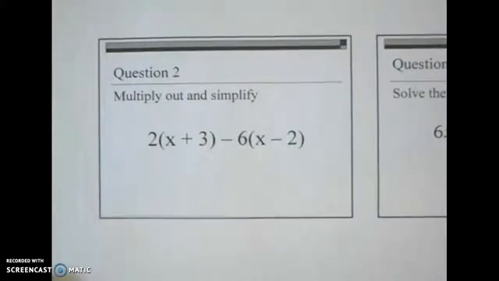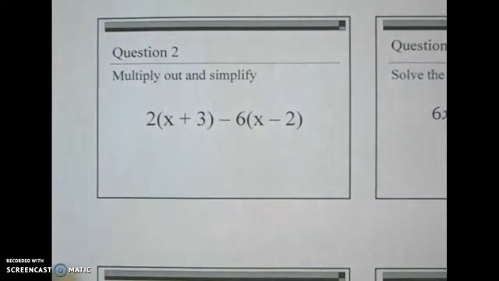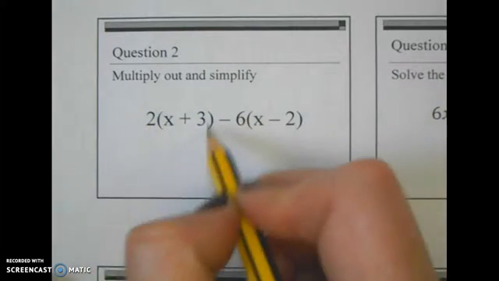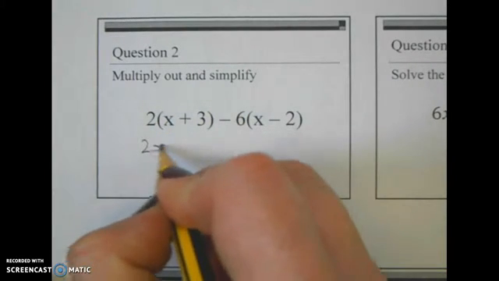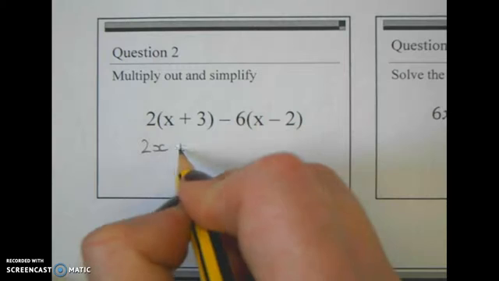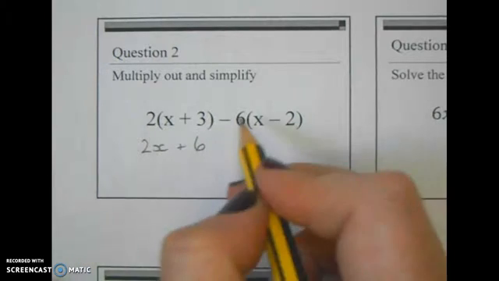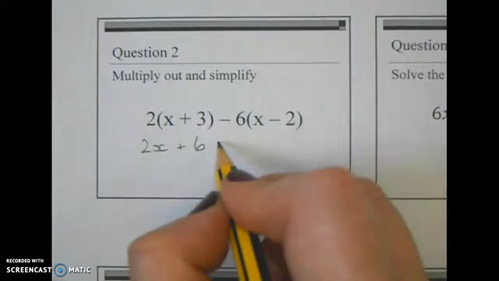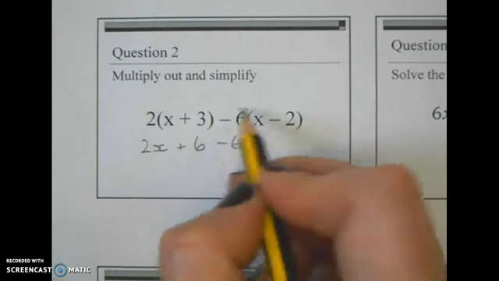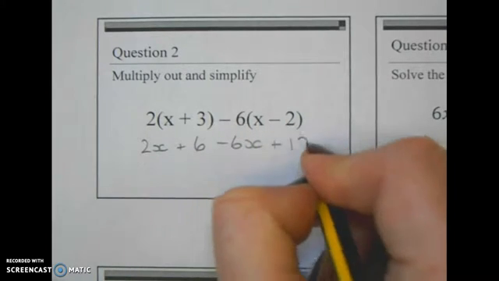Question 2 was a multiply out and simplify. So basic multiplying out brackets. 2 times this bracket, 2 times x is 2x. 2 times a plus 3 is plus 6. Minus 6 times x is minus 6x. And minus 6 times minus 2 is plus 12.